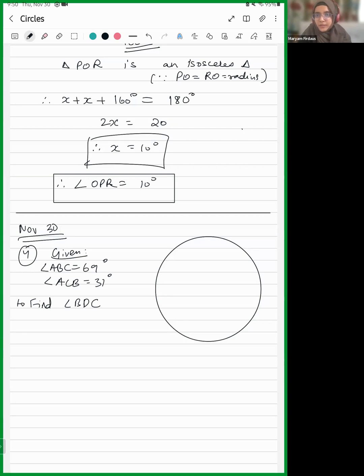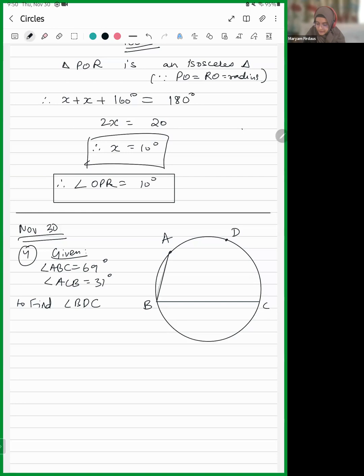They have not given us over here that BC is the diameter. So we cannot assume that BC is the diameter. So BC is like some chord. This is BC. And this is 69 degrees. So this is a point A. This is a point D.